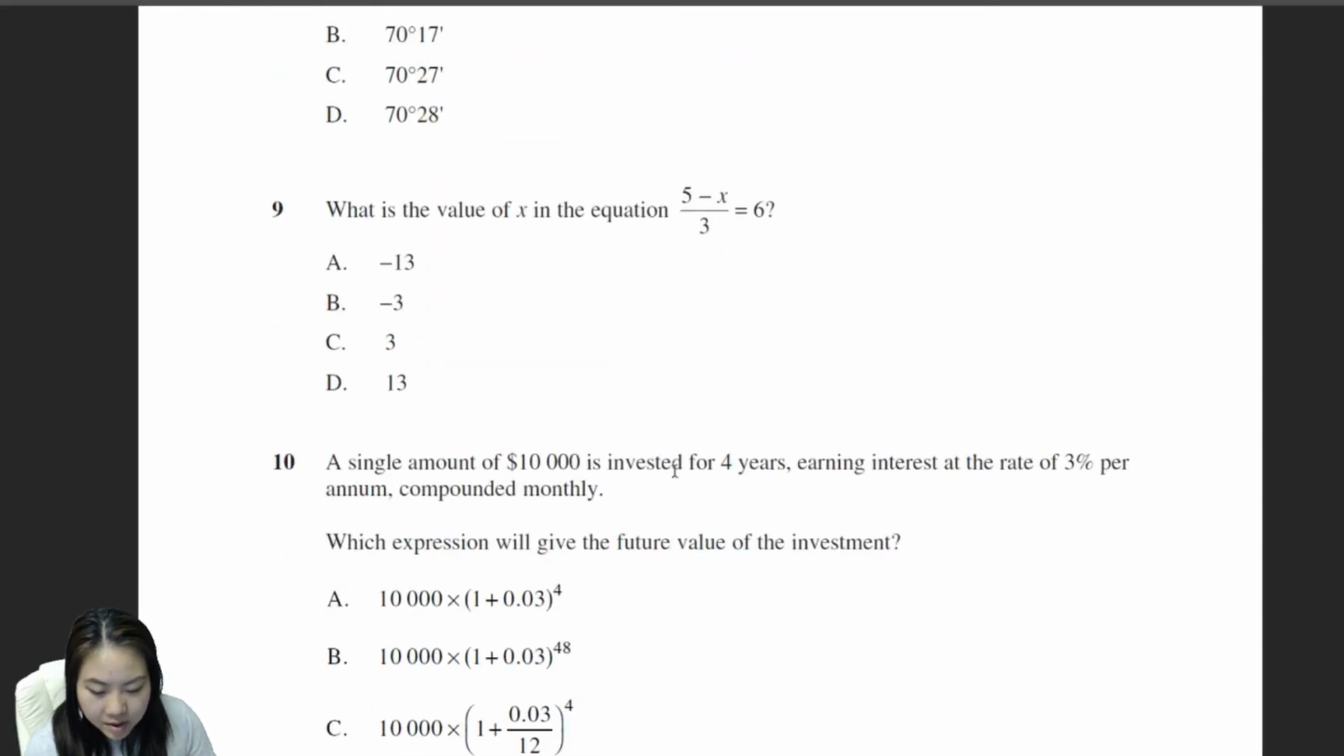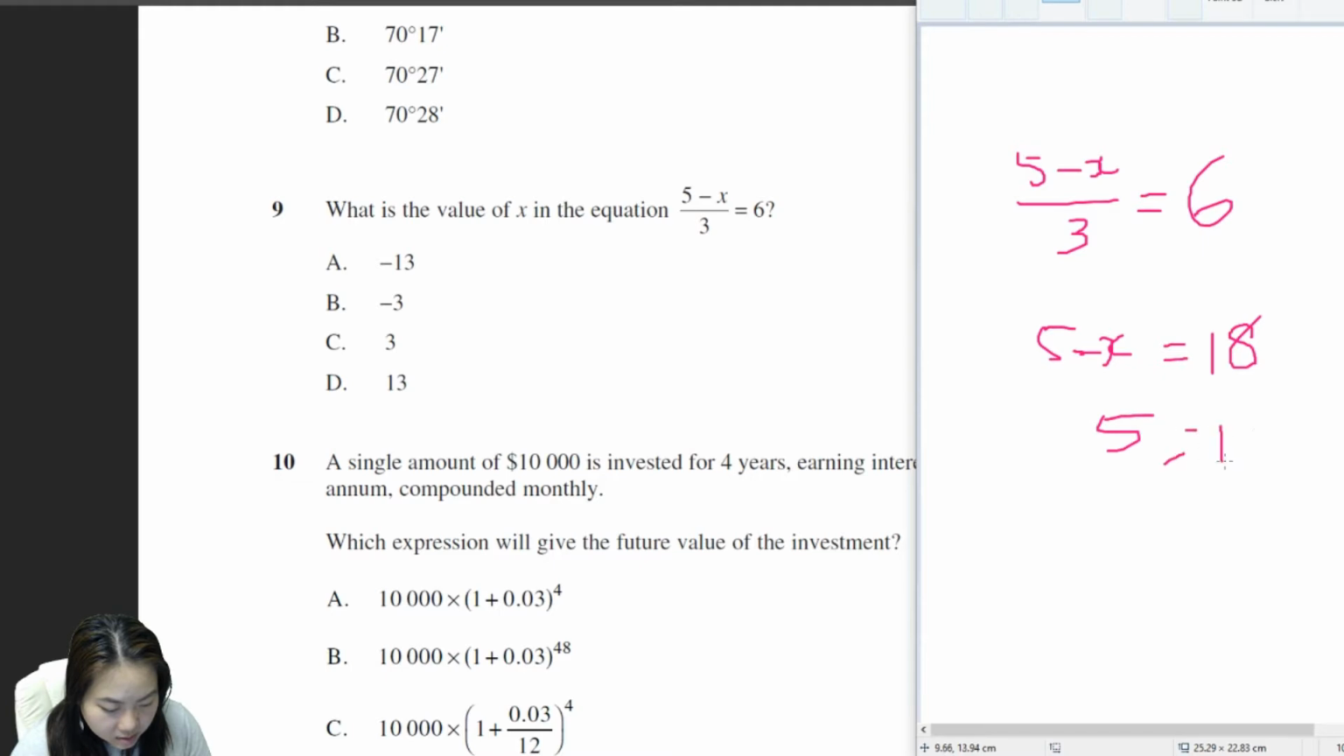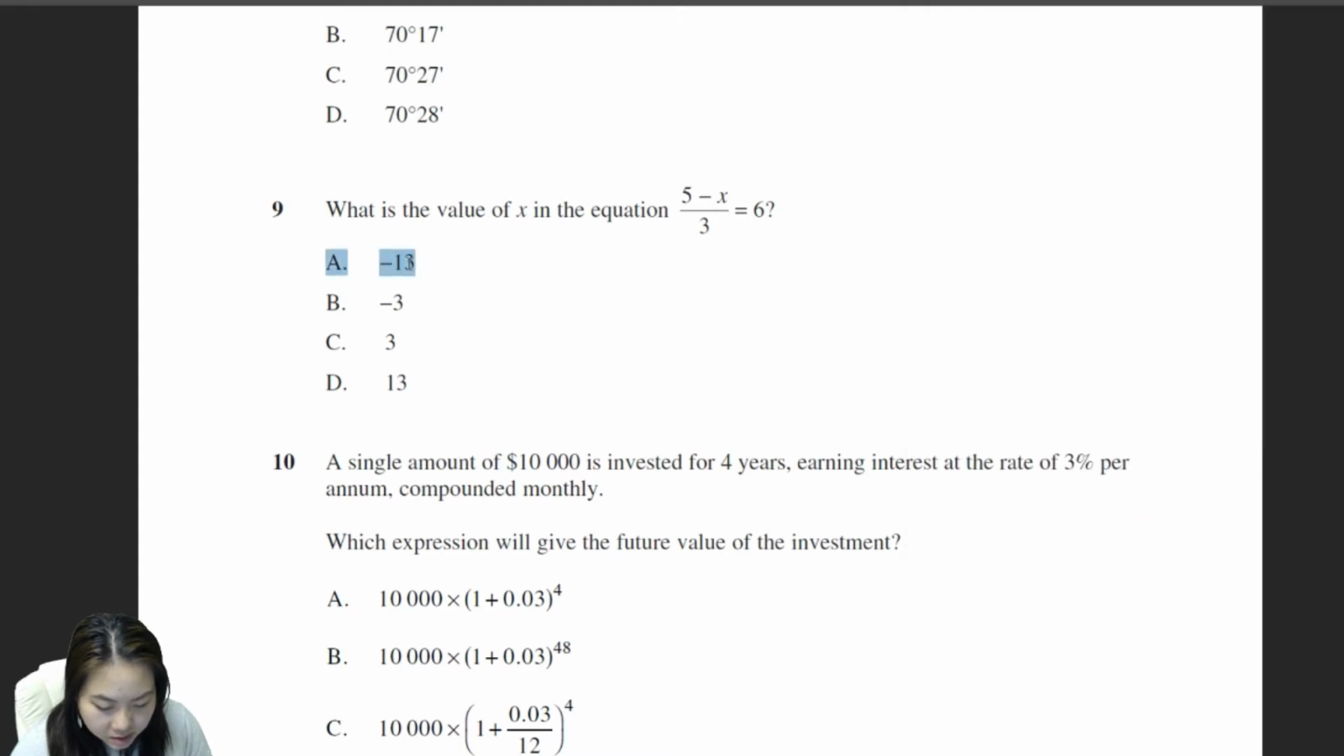Moving on, question 9. What is the value of x in the equation 5 minus x all over 3 is equal to 6? There are two ways you can do this. You can solve it, or you can put in every single number in there and see which one works. So I'm just going to solve it. 5 minus x on 3 equals 6, times 3 to both sides, and plus x to both sides, minus 18 to both sides. X is minus 13.